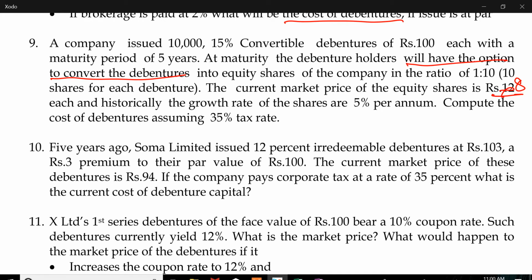5 years ago, Soma Limited issued 12% irredeemable debentures at 103. The current market price is 94. Tax rate is 35%. What is the current cost of debenture capital? You do it. Cost of debt.